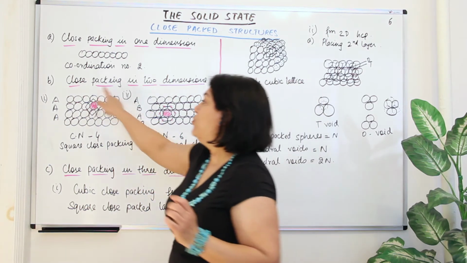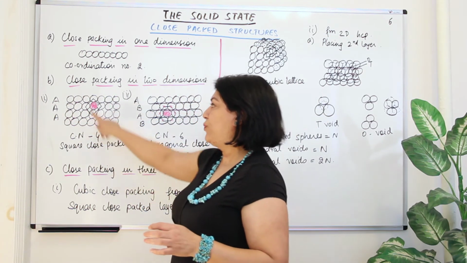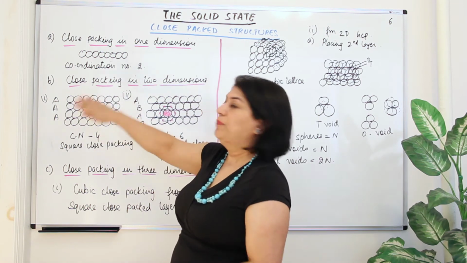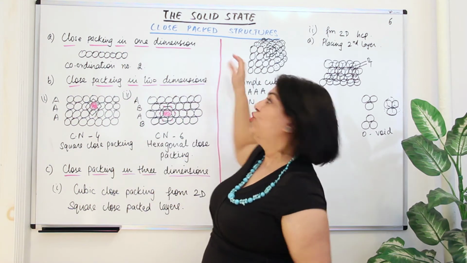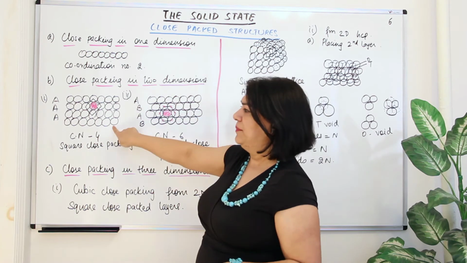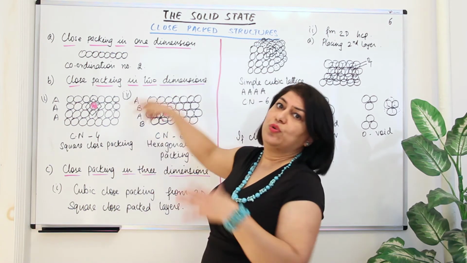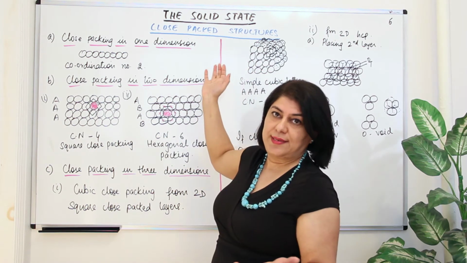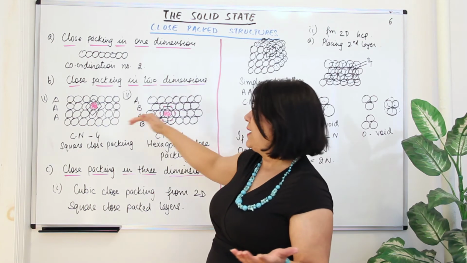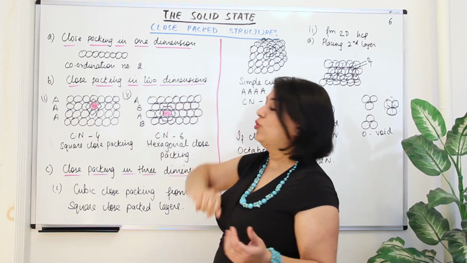So the 2 dimensions we already know. In the case of square close packing, it is this, and when you put more and more layers, you will get a cube. That you already know. It is simple. The square close packing will give you a cubic close packed lattice. That you understand. But what about the hexagonal close packing?